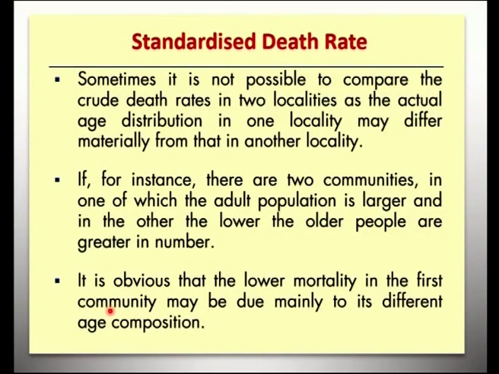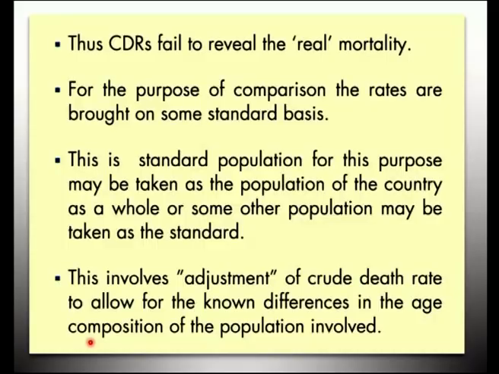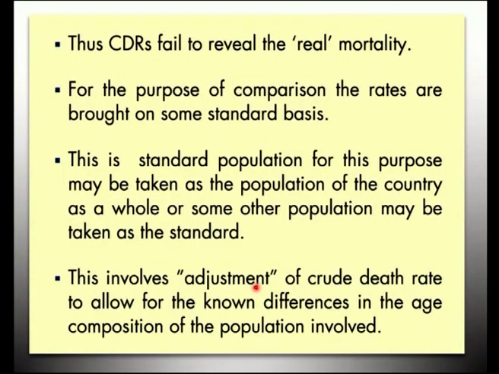So, it is obvious that lower mortality in the first community may be due mainly to its different age composition. So, the CDRs fail to reveal the real mortality. For the purpose of comparison, the rates are brought on some standard basis. The standard population for this purpose may be taken as the population of the country as a whole, or some other population may be taken as the standard, that is, some standardization has to be done with respect to population. This involves adjustment of crude death rate to allow for the known differences in the age composition of the population involved.